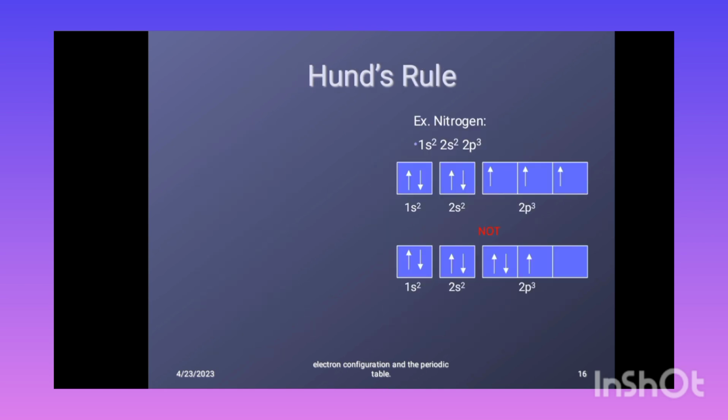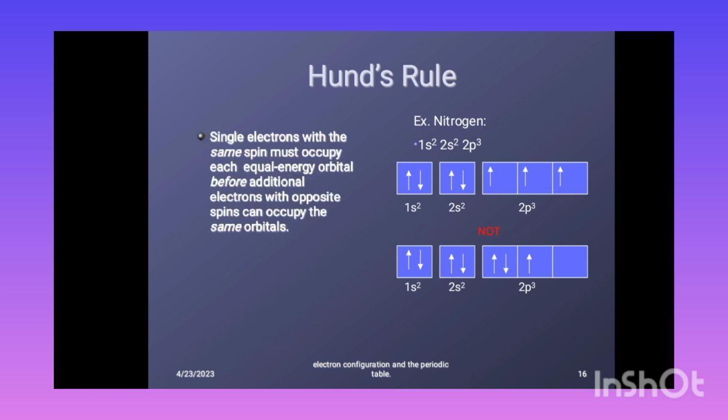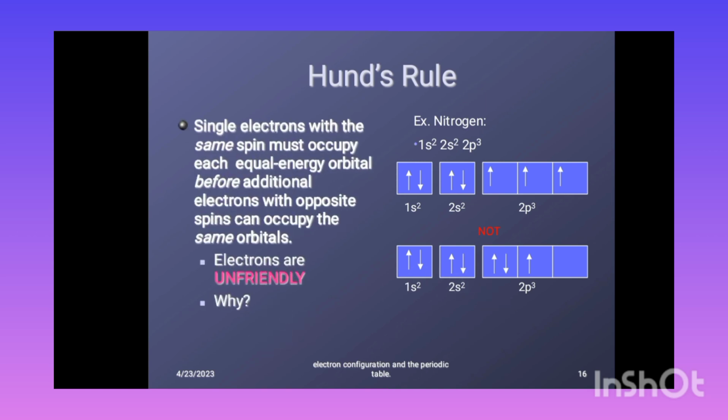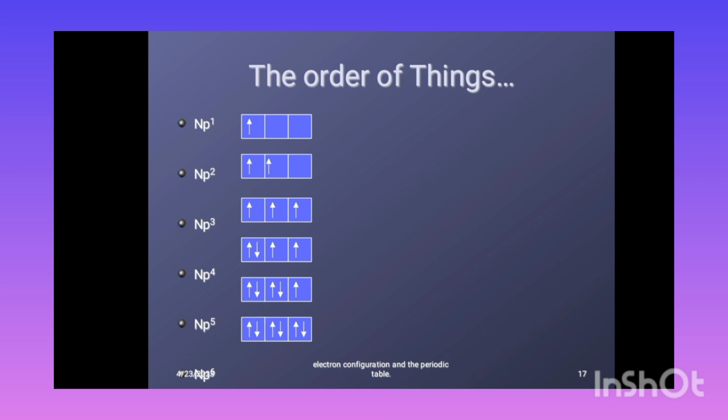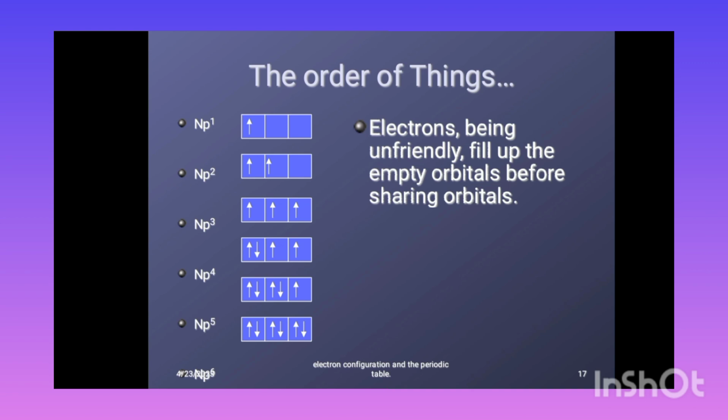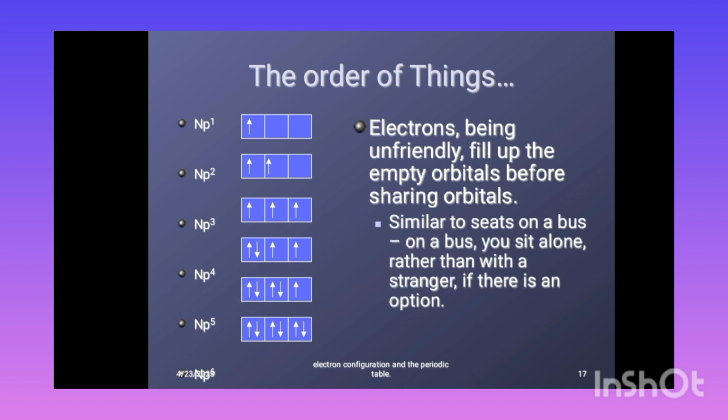So, an example on the board: Hund's rule. You can see the nitrogen atom 1s2 2s2 2p3. Okay, we have to put the spin of each electron in opposite directions, and if there are orbitals having the same energy, first we have to put all the electrons singly in the same spin, not in the second one, okay, not this one, but this one. The order of things. Electrons being unfriendly fill up the empty orbitals before sharing orbitals, similar to sitting on a bus. On a bus, you sit alone rather than with a stranger if there is an option.